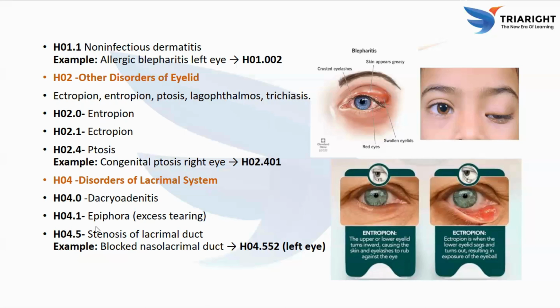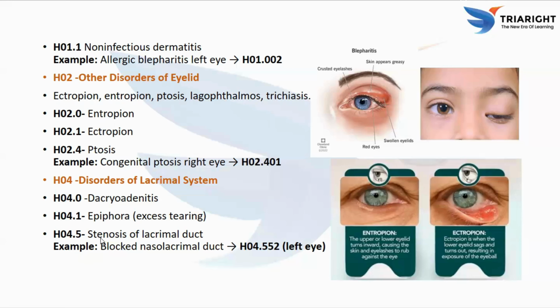is for epiphora. So epiphora is nothing but excess tearing, with tears overflowing onto the cheek. So what are the causes of epiphora? Obstruction of the nasolacrimal duct, dry eye reflex tearing, entropion or ectropion, and also conjunctivitis.